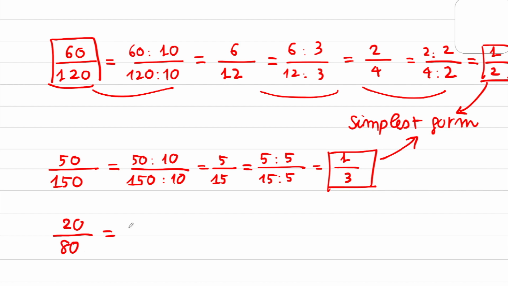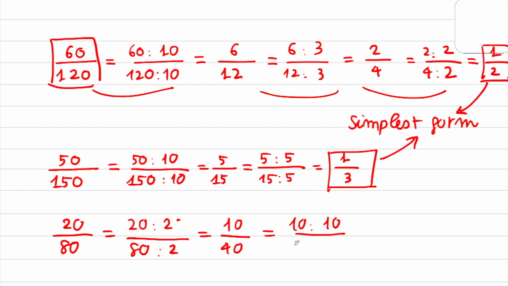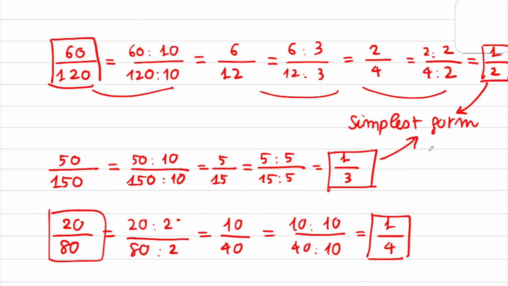20 over 80 here. So 20 can be divided by 2. Yeah, the first number I will choose is 2. After that, I get 10 here and then 40 here. After that, 10 can be divided by 10, and 40 divided by 10, and then I get 1 over 4. I cannot simplify more, so 1 over 4 is the simplest form of this fraction. Okay, we call this the simplest form. That is how you can simplify a fraction, or make more equivalent fractions by division.